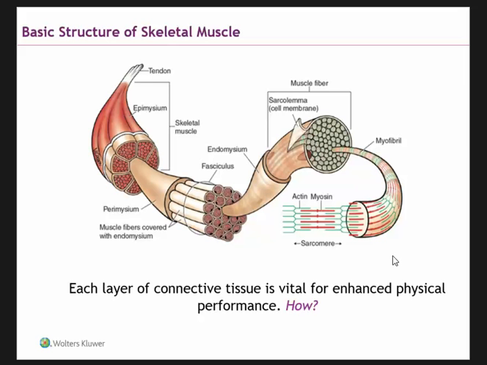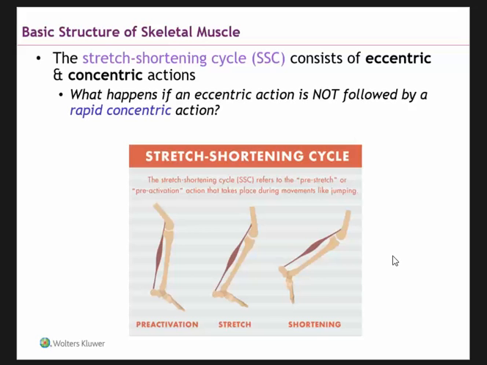And then probably the biggest, most important answer here is it ensures that force is generated deep inside the muscle, and that force is transferred all the way through each layer to the tendon and to the bone, which allows for movement. So now you have enough information to answer number 1 on your assignment when talking about layers of connective tissue and discussing all 3 of those layers.